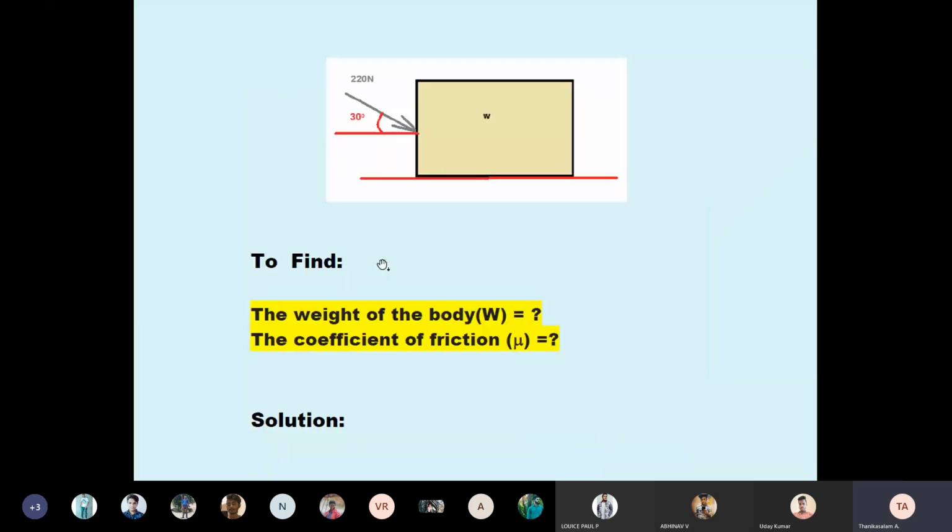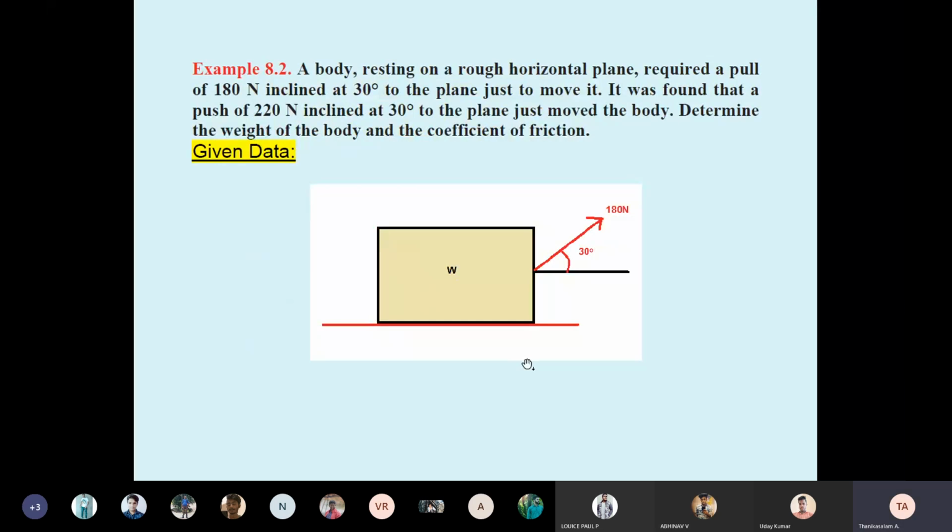So here two cases are given. In the first case, this is the 180, so we first resolve it into 180 cos 30 and 180 sin 30. The weight is acting perpendicular downward, and the normal reaction upward. We are discussing friction, and I told you friction acts on the left side of the body, because the body is moving to the right side.